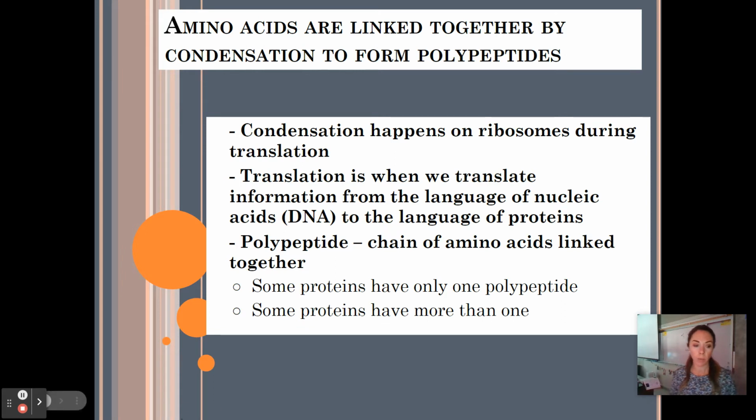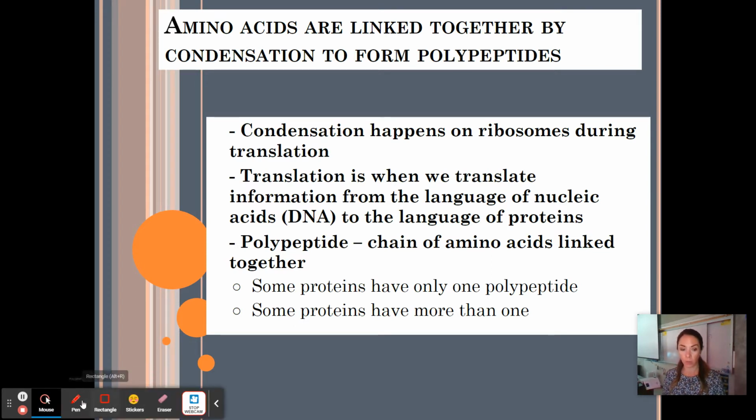All right, so going back to our organelles, when we looked at what ribosomes do, ribosomes make proteins. Well, now we're learning the nitty gritty about how ribosomes make protein. That condensation reaction occurs on the organelle we've already talked about, the ribosomes, which are either free floating or attached to the endoplasmic reticulum. This whole process is called translation. We will learn a lot more about that later. For now, know that translation is when we translate information from our DNA into the language of proteins.